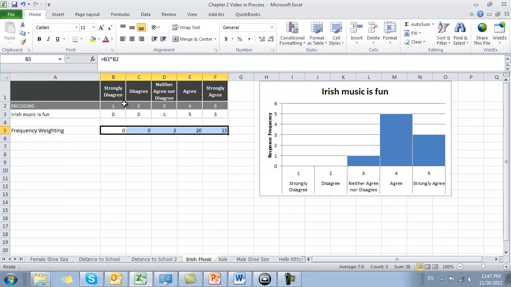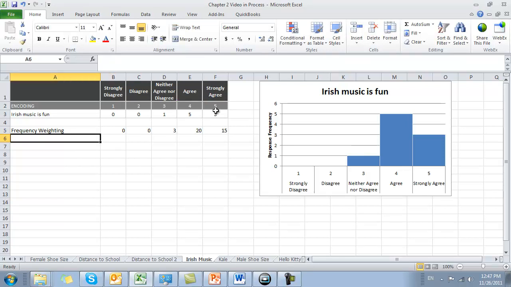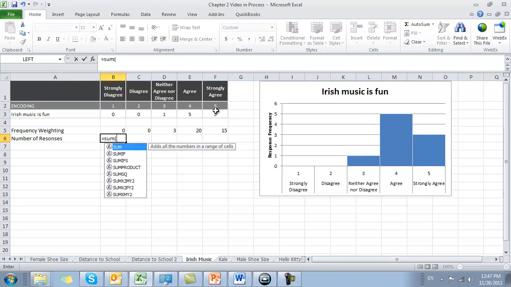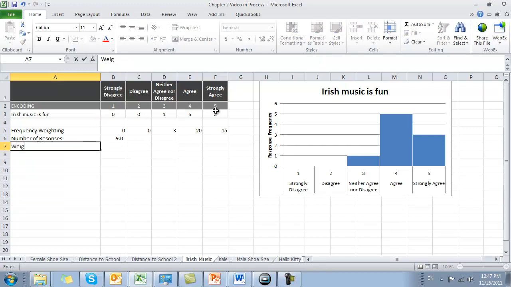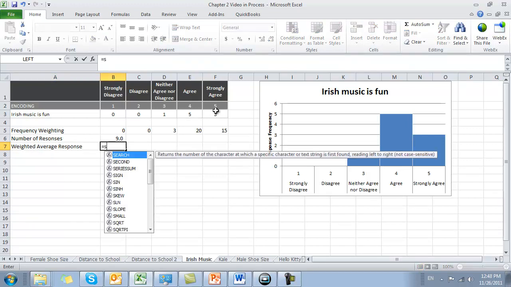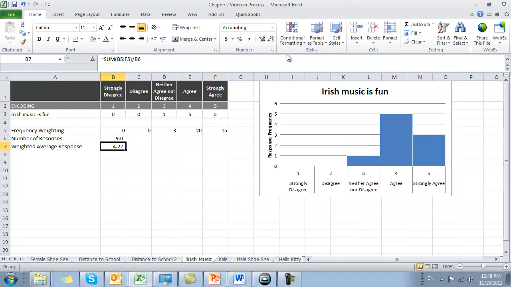Copy, paste. So now you see it's done this each time. It's taking the frequency of responses. 5 people gave a response of 4 on a 1 to 5 scale. And our number of responses equals the total sum of all the frequencies. So that's my n. And now I have my weighted average response equals the sum of my frequency weighted responses divided by my number of responses, or 4.2.